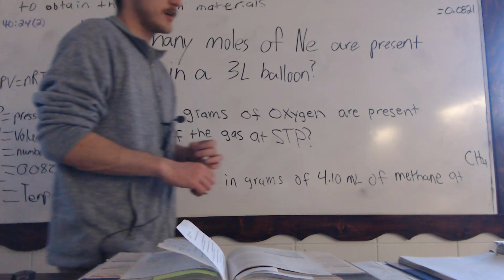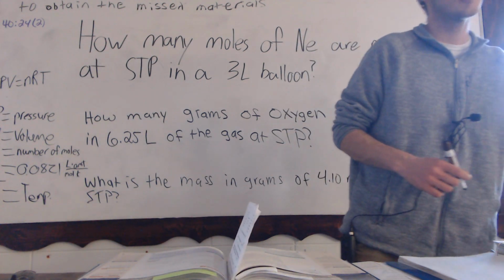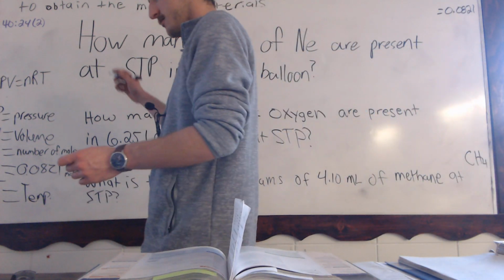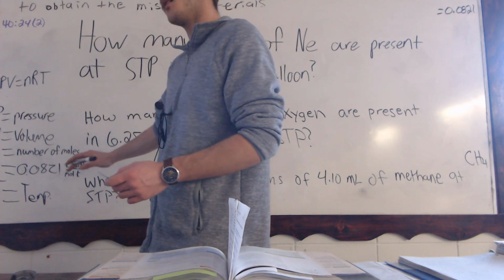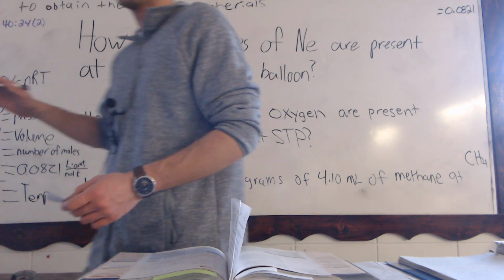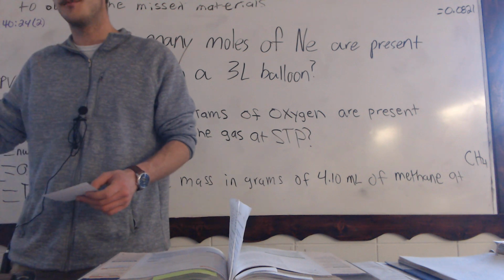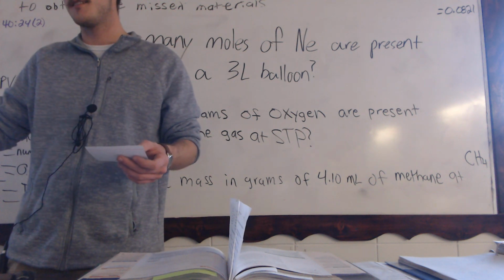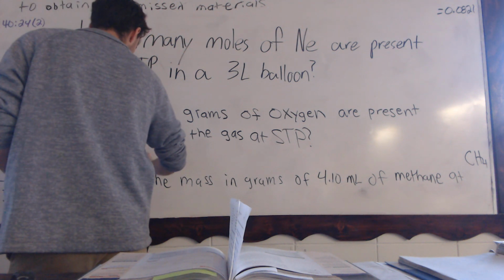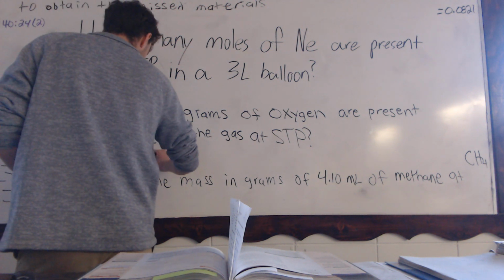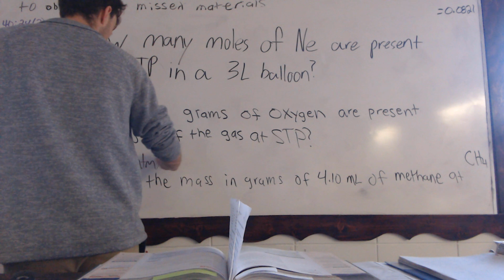There's two ways to do this. Let's do the ideal gas law, I guess. So, somebody help me. Pressure. All right, thank you. Pressure's 1. Volume is 6.25.